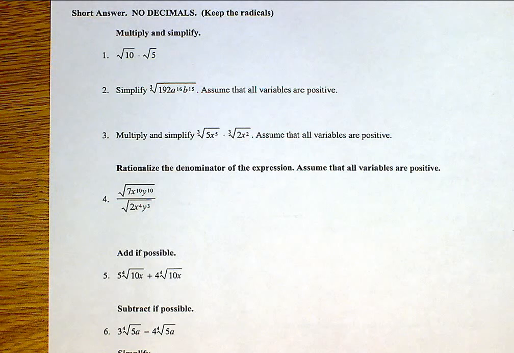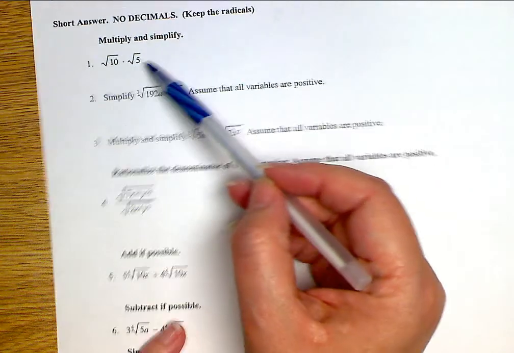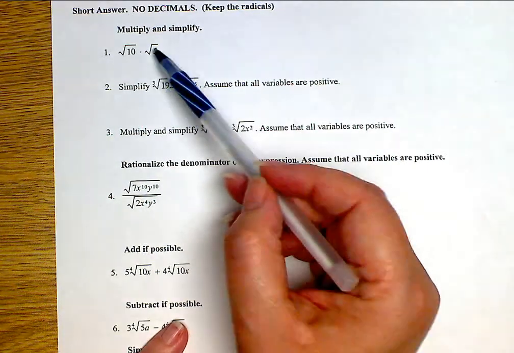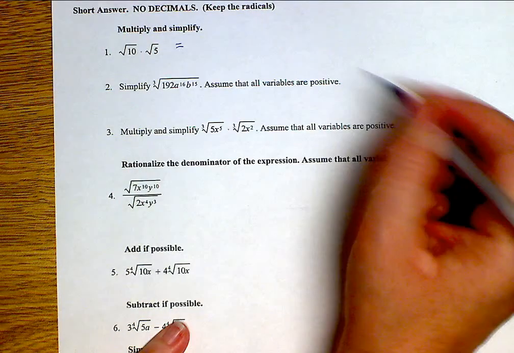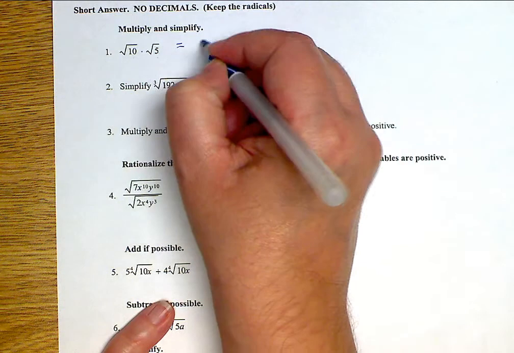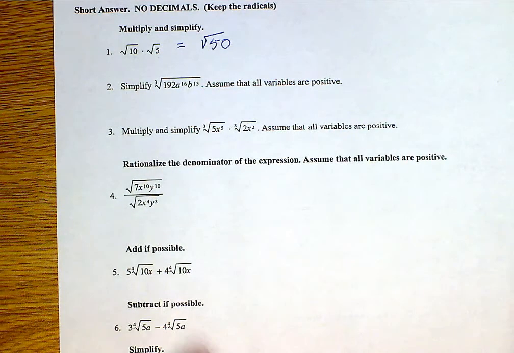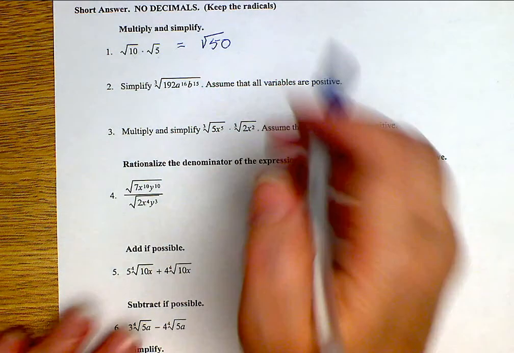Number one is the square root of 10 times the square root of 5. You multiply the numbers underneath, so you get the square root of 50. Then you have to look for a perfect square. So what is a perfect square that goes into it?